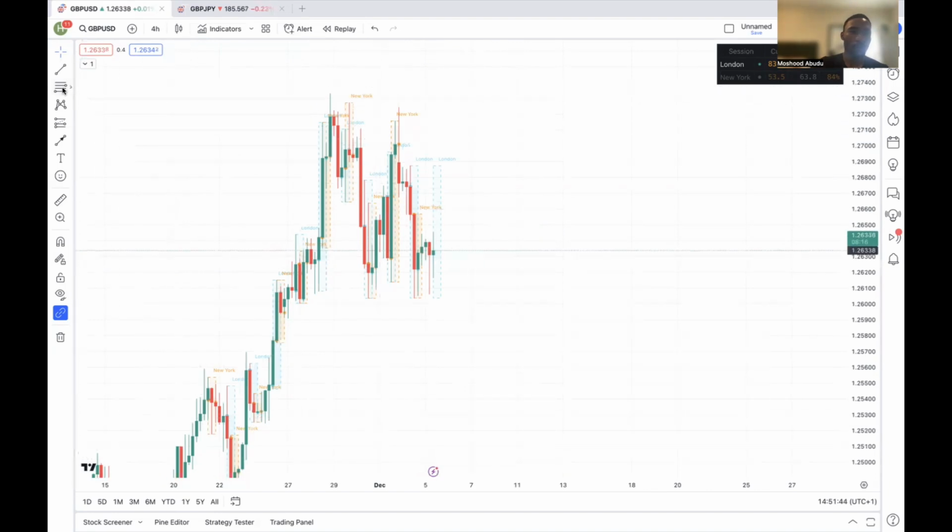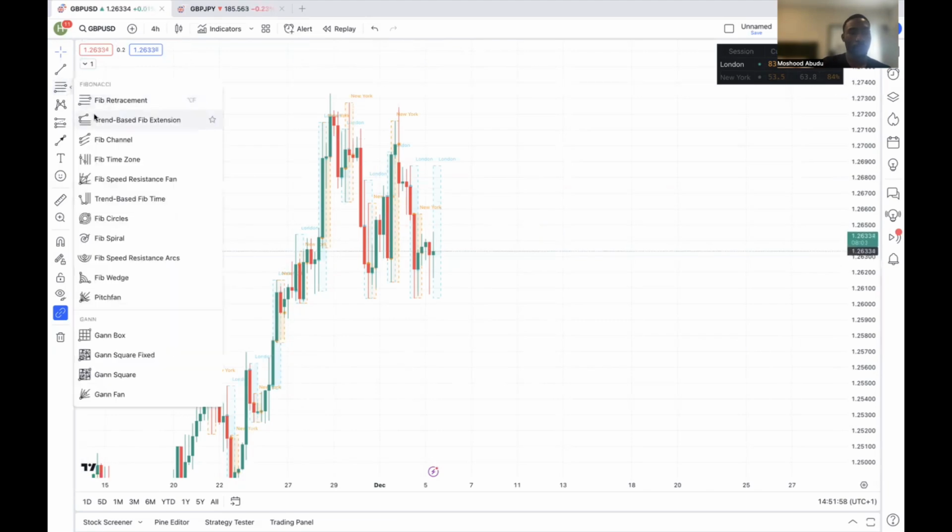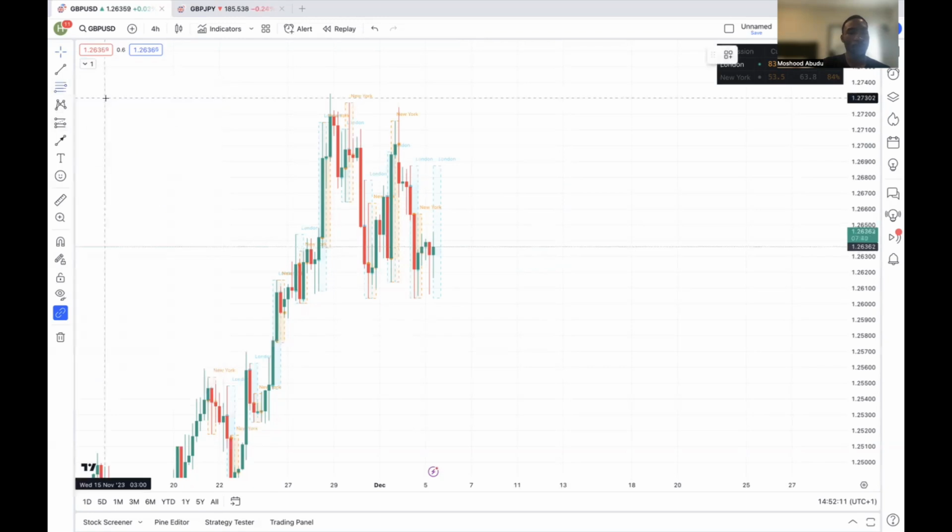Okay, so this is Fibonacci for you people who use TradingView to analyze the market. This is where you can find Fibonacci retracement. You can find it right here. It's written on it. You can select other things too. So it's not just retracement, you can pick trend-based Fibonacci extension, Fibonacci channel, Fibonacci time zone, all sorts of stuff. But what we are looking out for today is Fibonacci retracement.